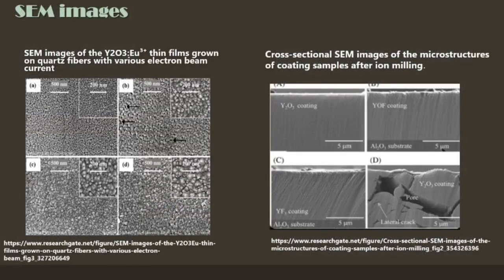Next, I'm showing you SEM images of Y2O3 on the left, where they have grown thin films on quartz fiber with various electron beam currents. On the right, you have a cross-sectional view of the thin films, showing how they have formed evenly. You can see that the spread is so even. That's how precisely our ion beam deposition works.